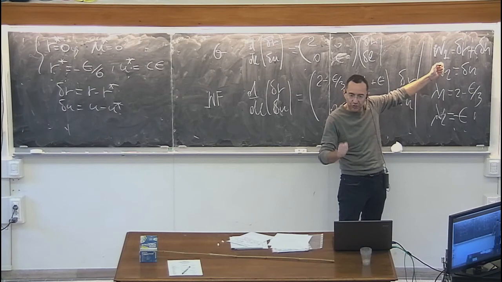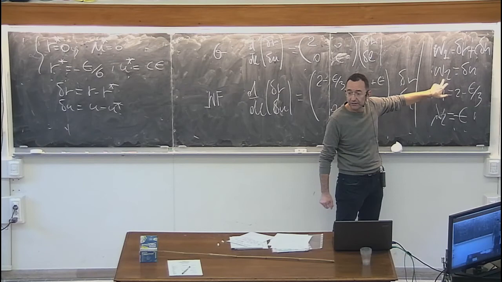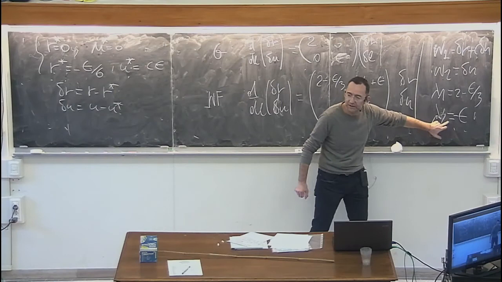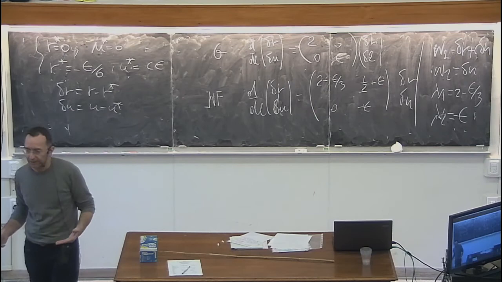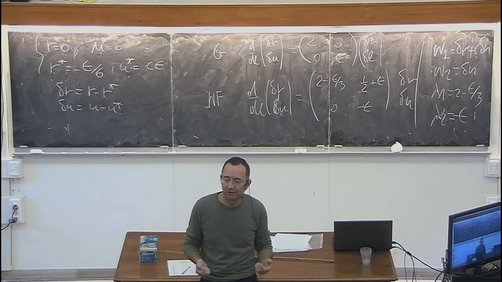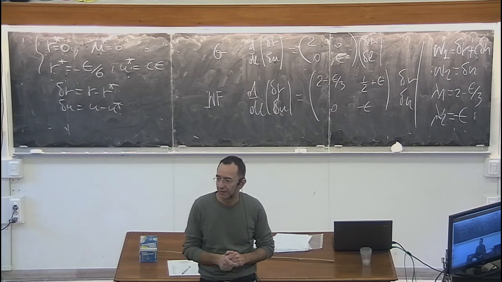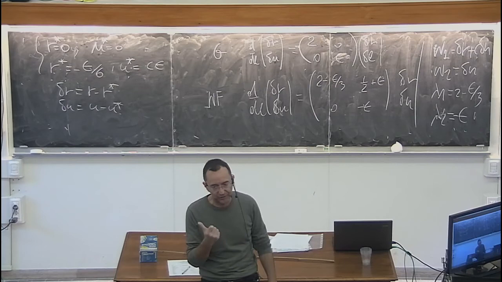But what about the other one? Delta U, for any d smaller than 4, is negative. So delta U, at least at the Wilson-Fisher fixed point, is irrelevant. You can put any value there and you always get the same asymptotic behavior. So it's relevant at the Gaussian fixed point, but irrelevant at the Wilson-Fisher fixed point.